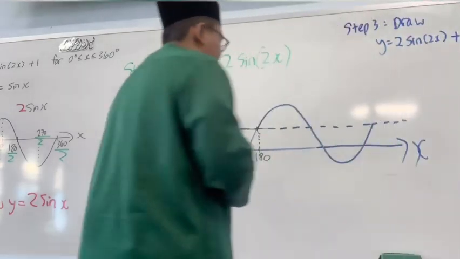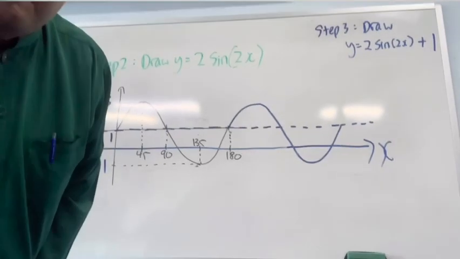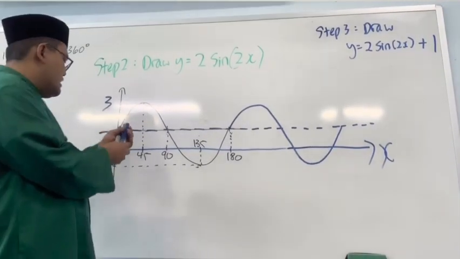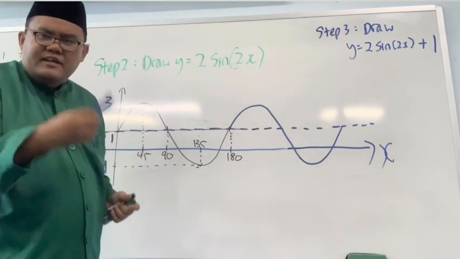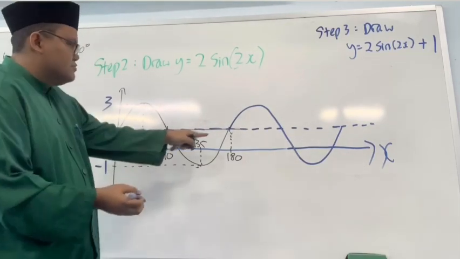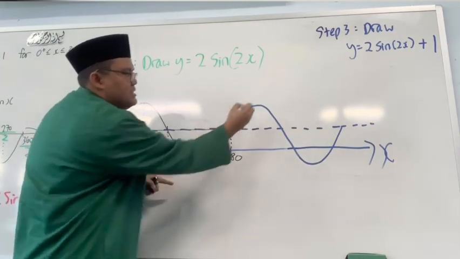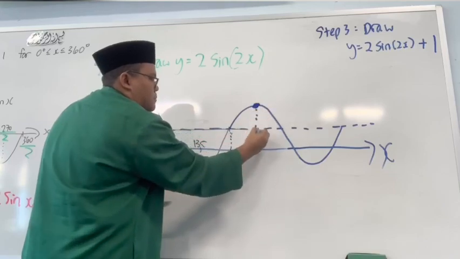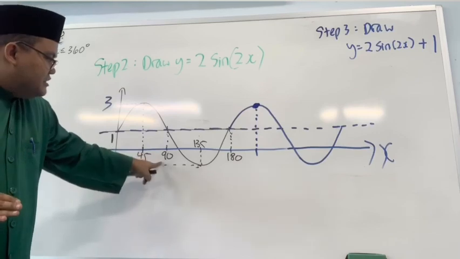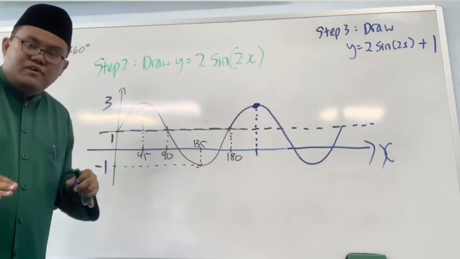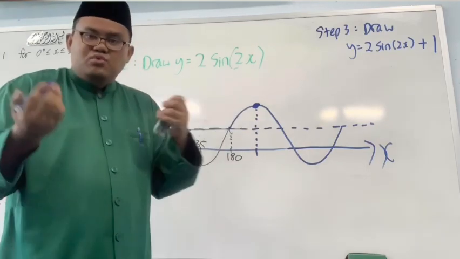Okay. Now we need to label the special angles. Where are the special angles? Okay, we stop here for 180. The next special angle is here. What's the value? Look at the pattern. 45, 90, 135. The gap is 45. So here will be 180 plus 45, which is 225.